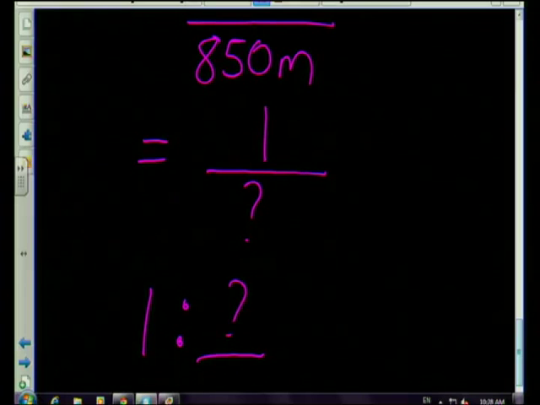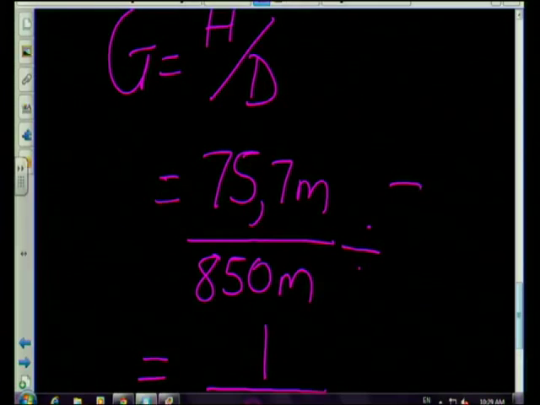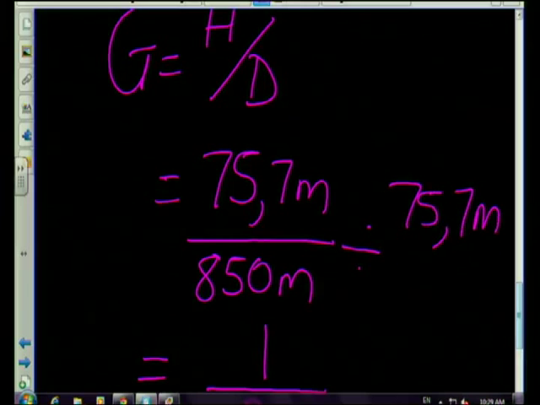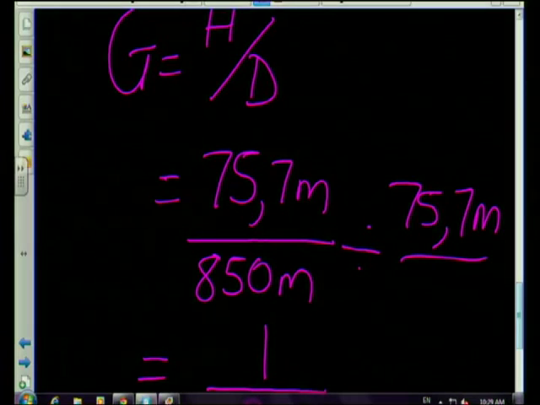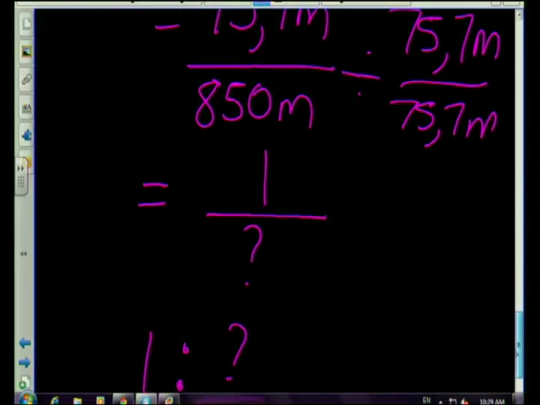Let's work this out. In order to determine this, what must I do to 75.7 to bring it to 1? Simply put, divided by itself. Correct. So, divided by 75.7 meters. And the rule in maths, what I do to the numerator, I do to the denominator. That what I do to the number at the top, I do to the number at the bottom. So 75.7 divided by 75.7. Let's go to the next step. Let's erase this question mark out and get our answer.